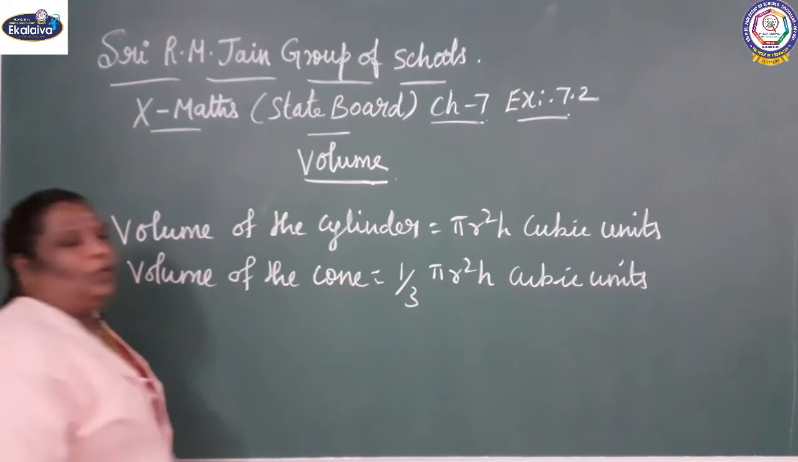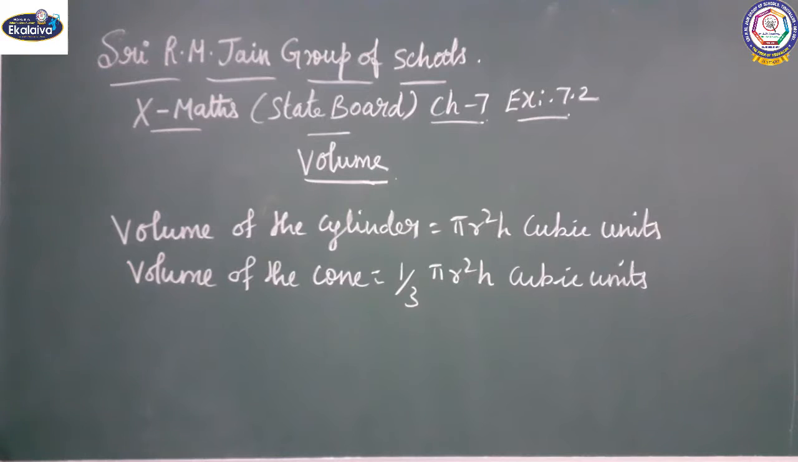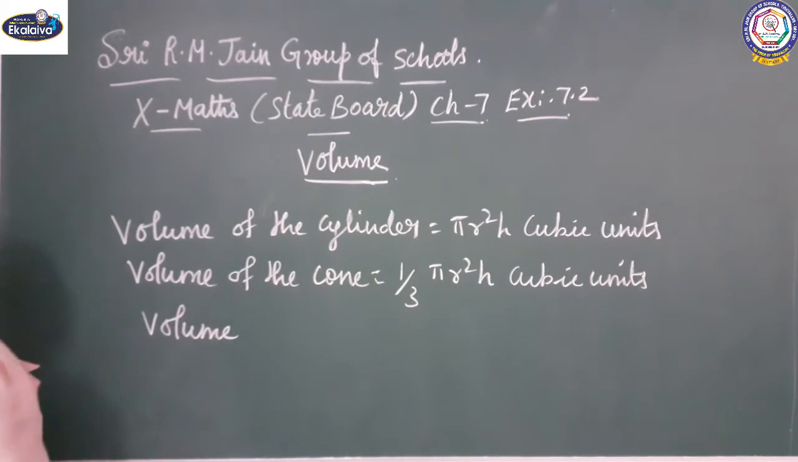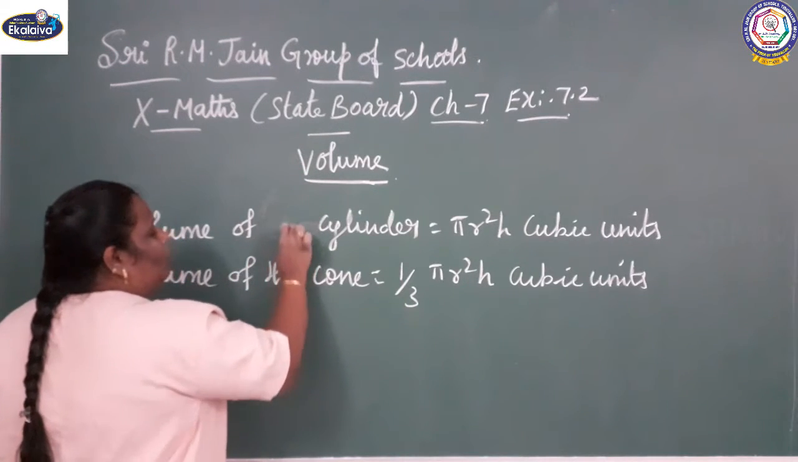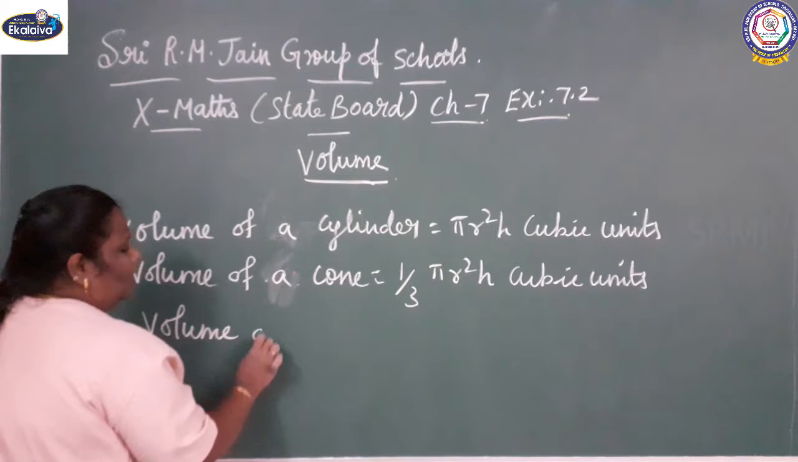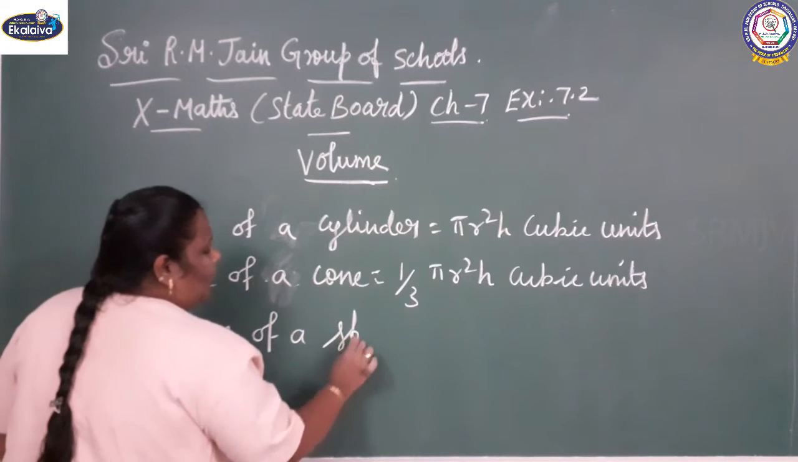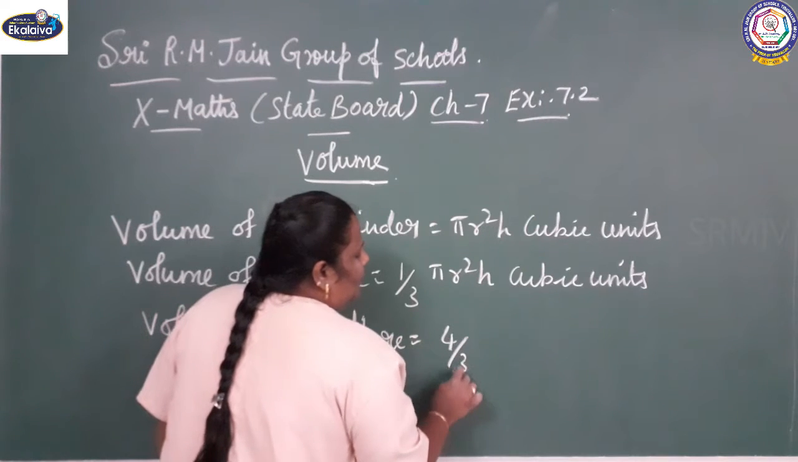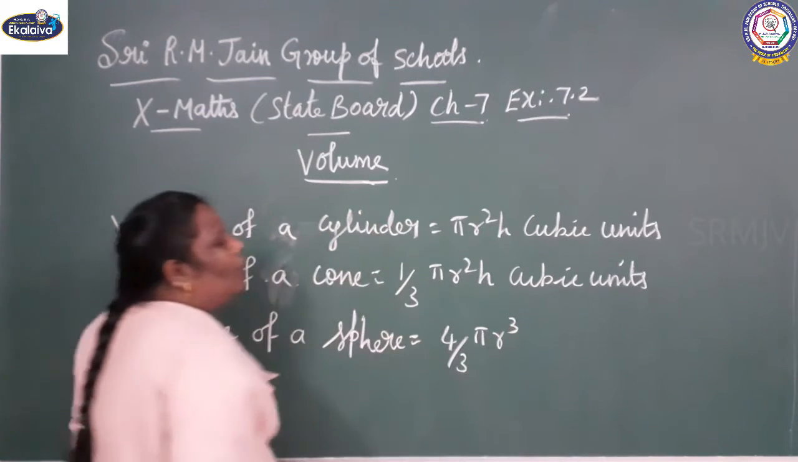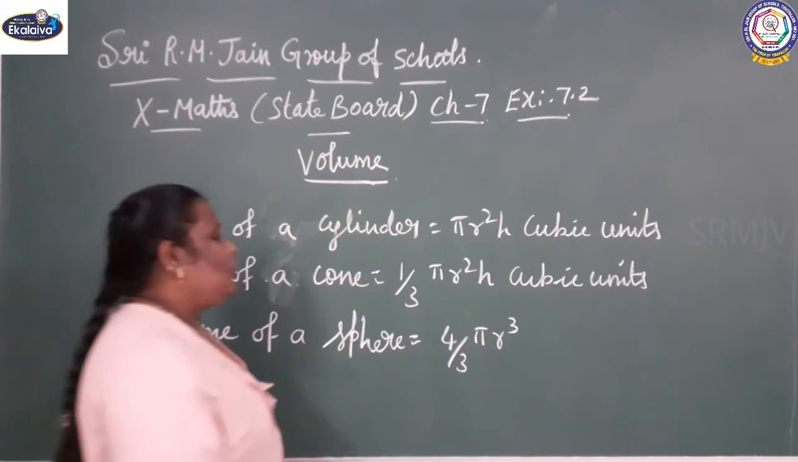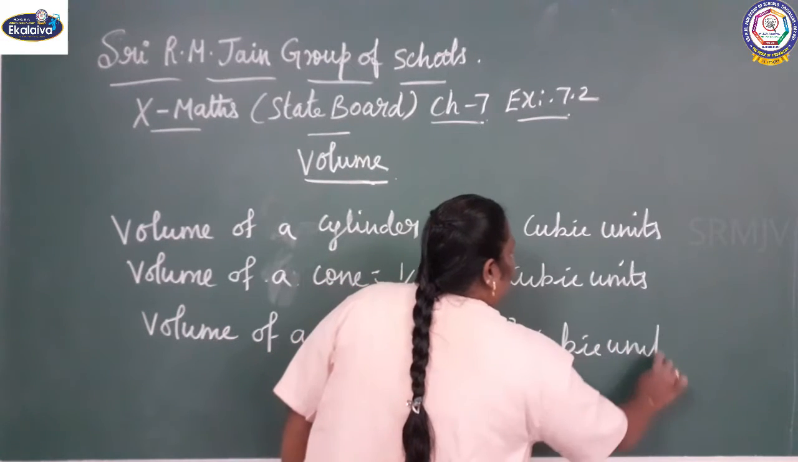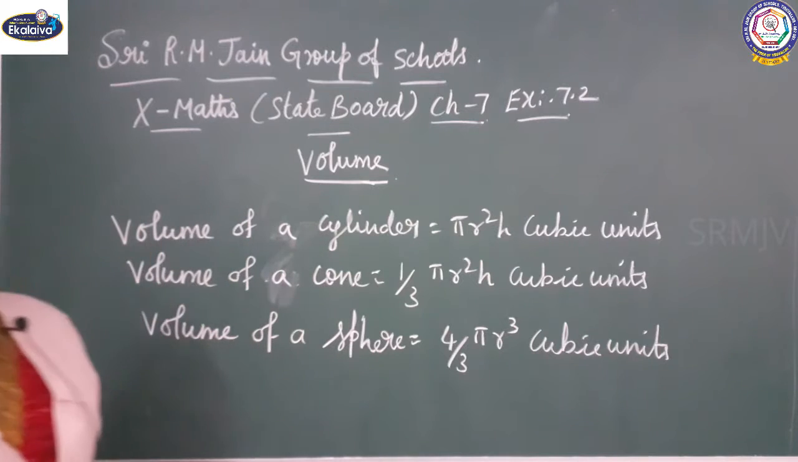Cubic units. Next, volume of your sphere. Volume of your cylinder, volume of your cone, volume of your sphere equal to 4 by 3 pi r cube cubic units.